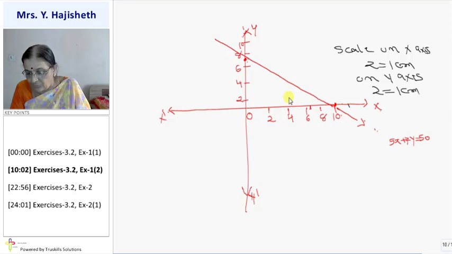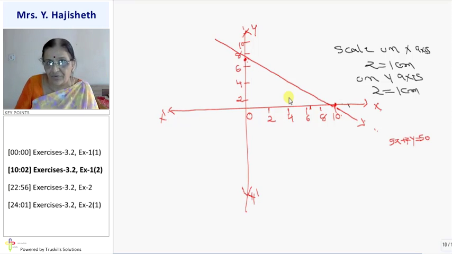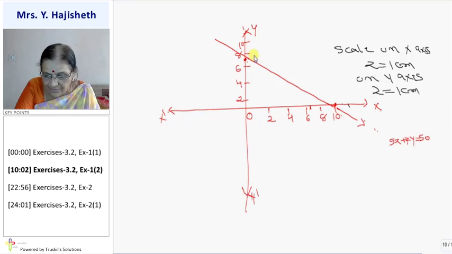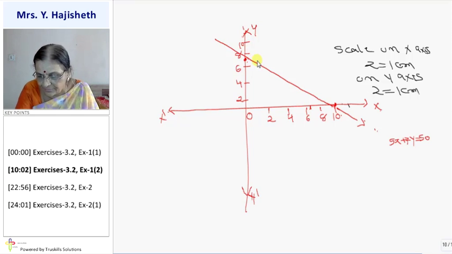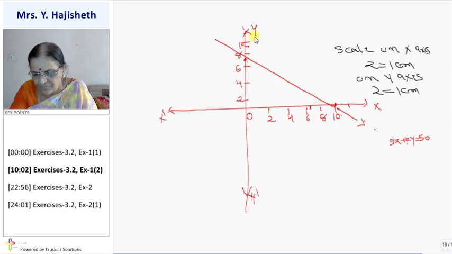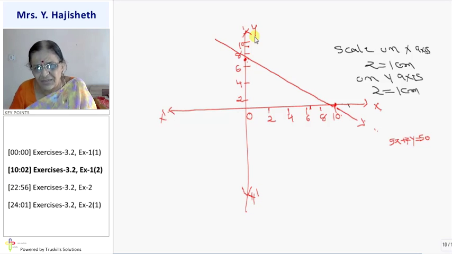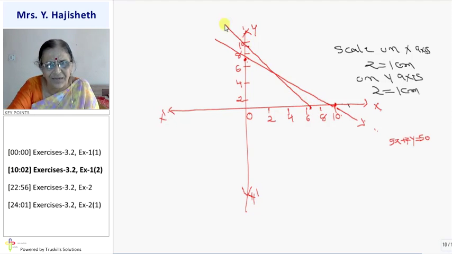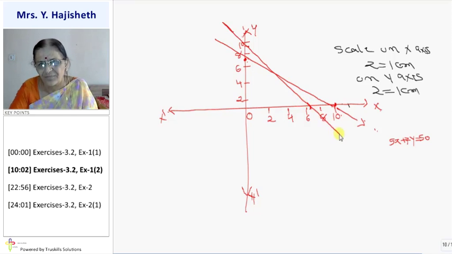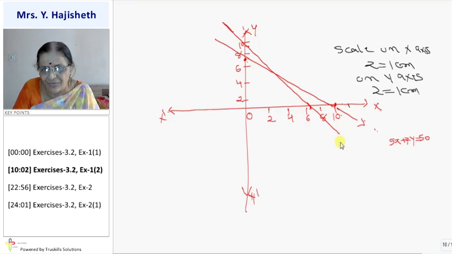46 by 7 and 46 by 5. So 9 fives are 45, so 9 integer 1 by 5. So it is 9 integer 1 by 5. 9 means 10; 9 integer, it is near to 9. Near to this. So you join them. It's coming like this. So this is my graph.